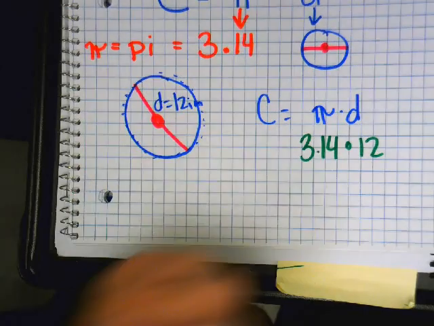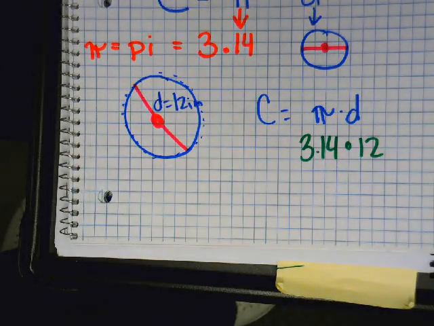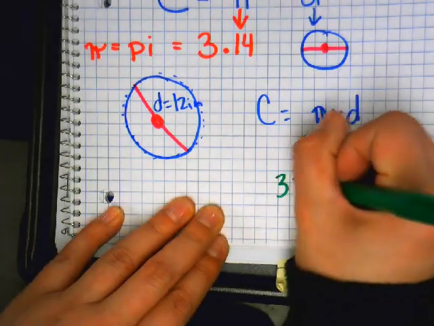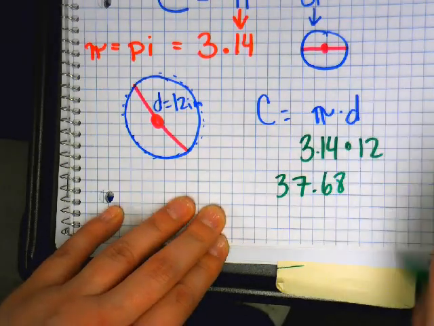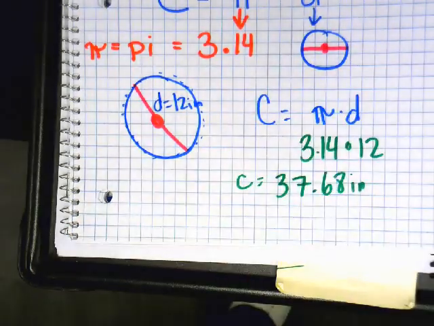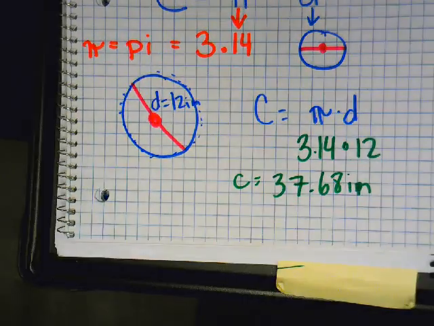All right, go ahead and plug that into your calculator. What do we get? 37.68. Okay, what are my units? Inches. So C stands for circumference, and it's 37.68 inches. So if I were to walk around this circle, it would be 37.68 inches around the circle.